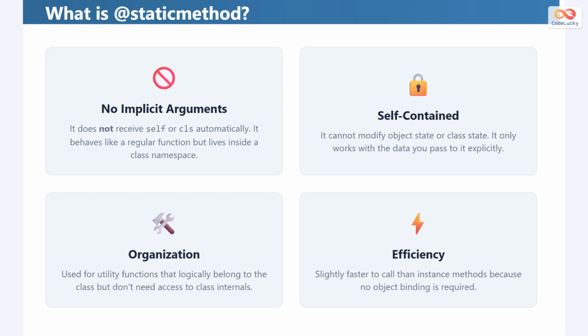Next up is the static method decorator. This one is interesting because it behaves just like a regular function. It does not receive self, and it does not receive CLS. It is completely self-contained. It is basically a function that sits inside your class just for organizational purposes.